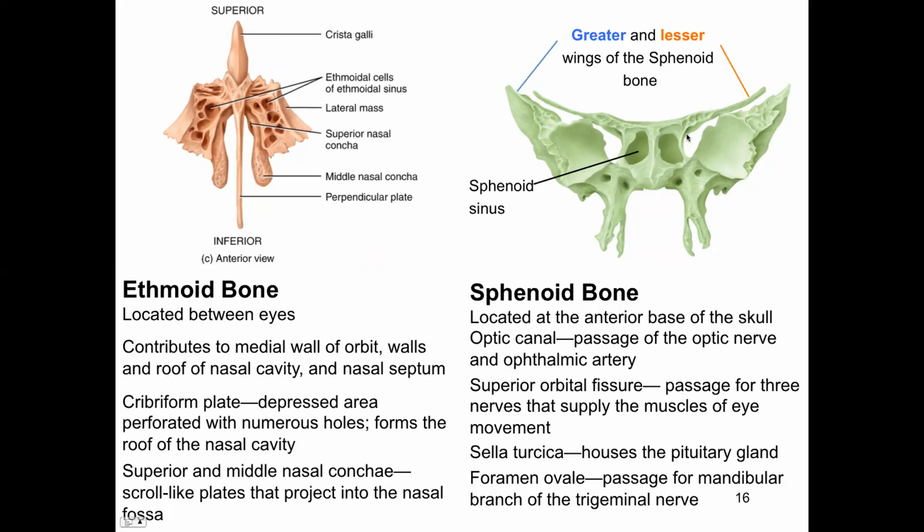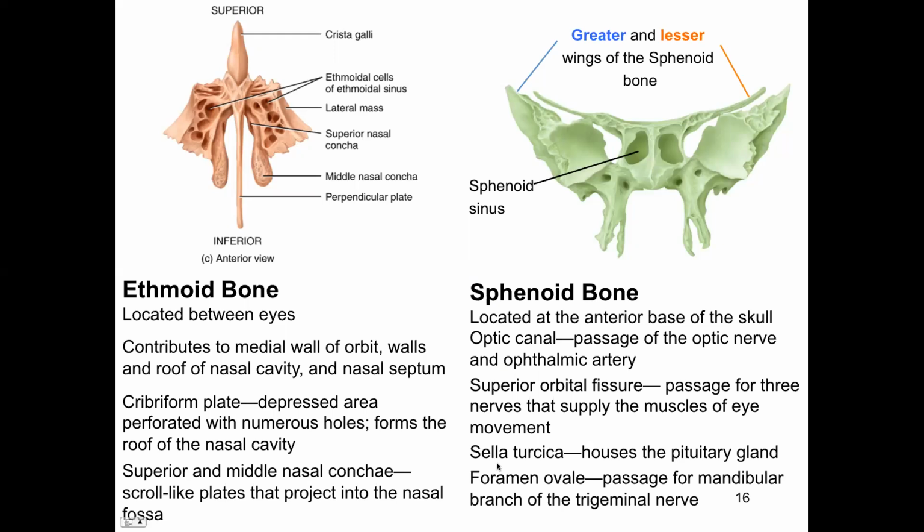And there are these two wings, the lesser and the greater wings, okay? You can see it in the orbital fissure, all right? And there are different nerves that are going to pass through that.